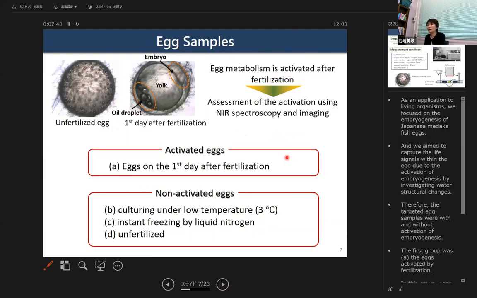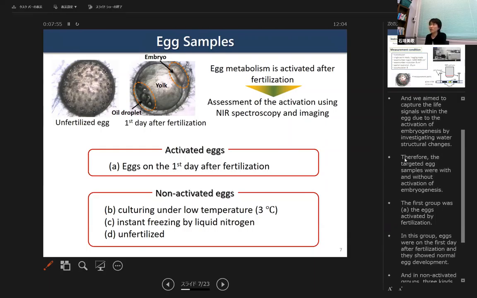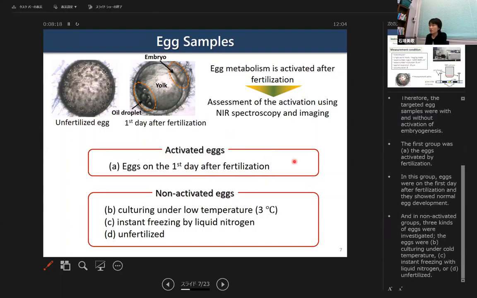As an application to living organisms, we focused on the embryogenesis of Japanese medaka fish eggs, and we aim to capture the life signals within the eggs due to the activation of embryogenesis by investigating water structure changes. Therefore, the targeted egg samples were with and without activation of embryogenesis. The first group was the eggs activated by fertilization. In this group, eggs were on the first day after fertilization and showed normal egg development. In the non-activated egg groups, three kinds of eggs were investigated. The eggs were cultured under cold temperature, instantly frozen by liquid nitrogen, or unfertilized.